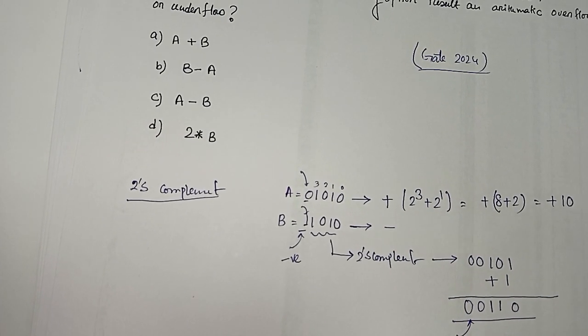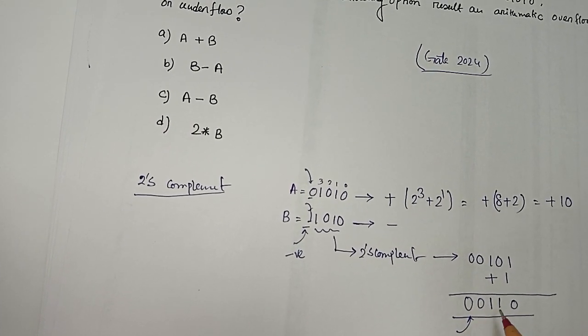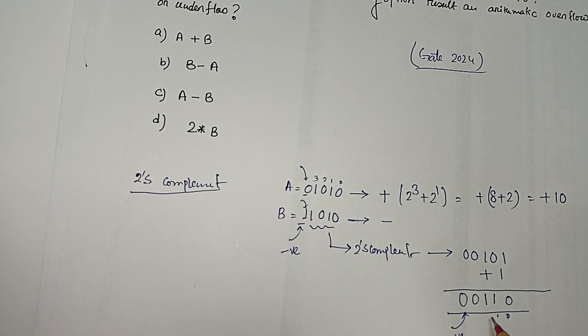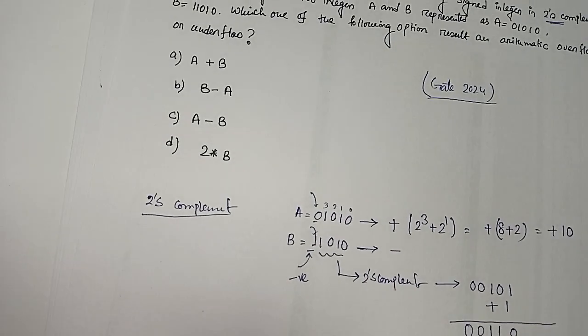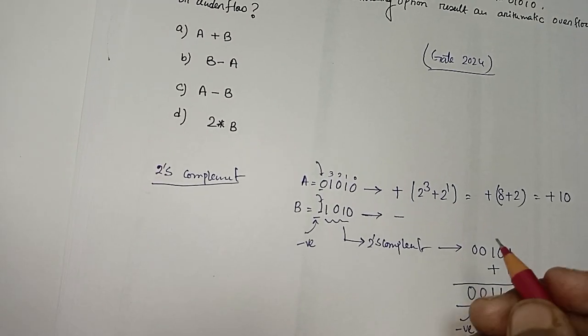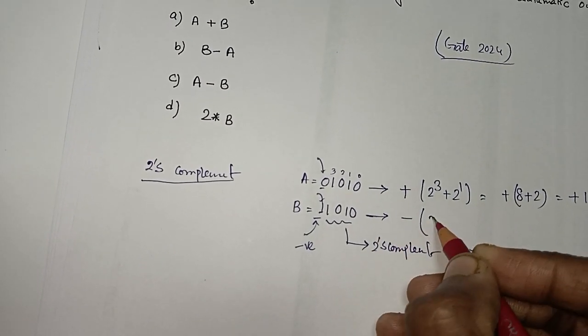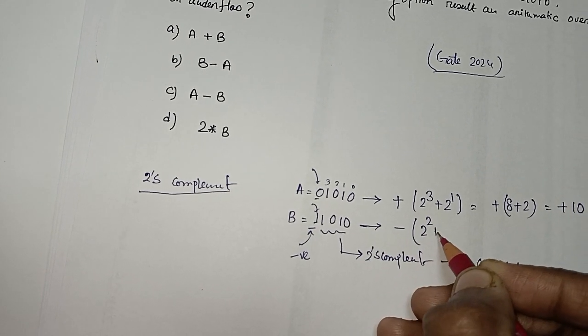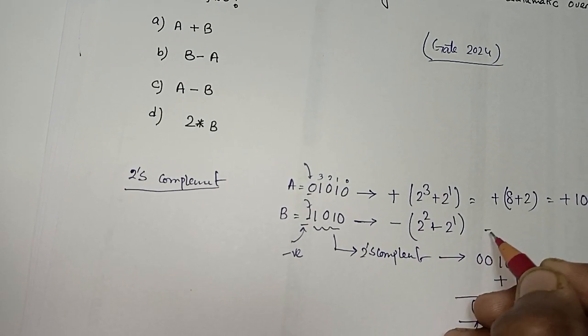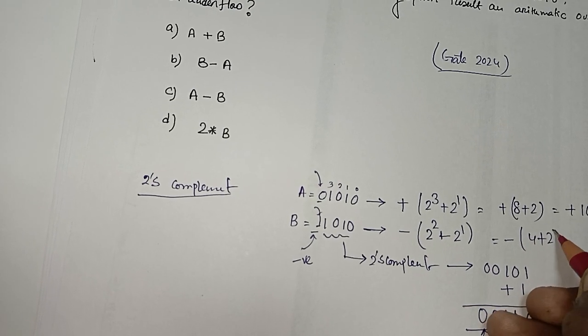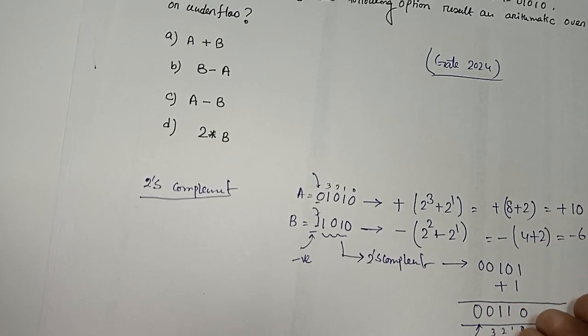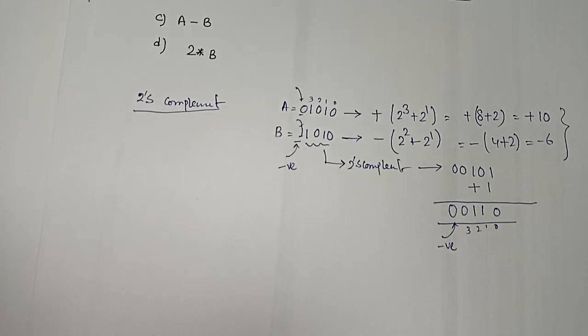The first bit represents negative, and then the remaining bits give 2 to the power 2 and 2 to the power 1. So 2 to the power 2 plus 2 to the power 1 means 4 plus 2, with the negative sign. So the b number is minus 6.